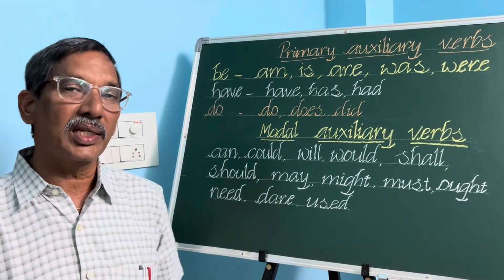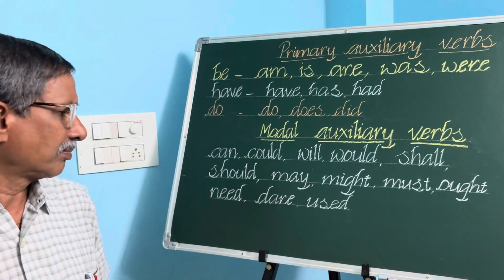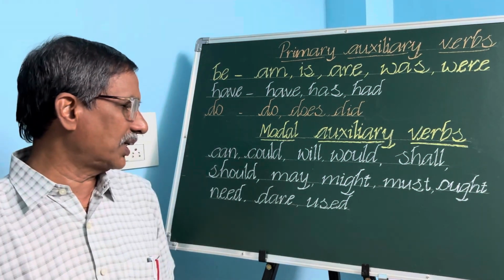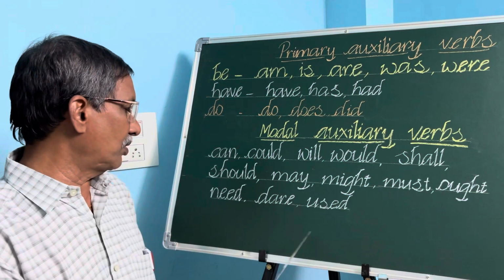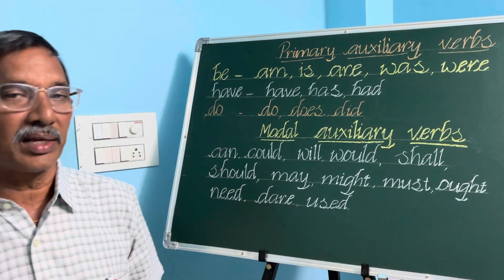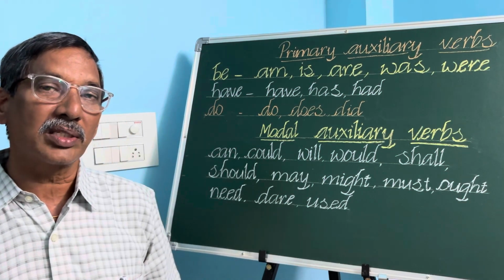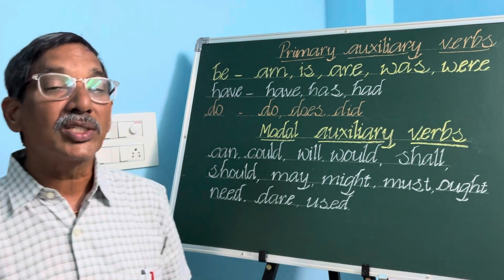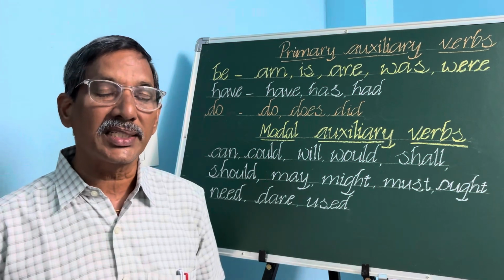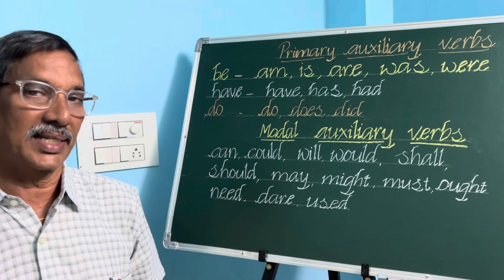So they do not mark the tense. They are not tense markers. And used is a past tense verb, and need and dare are present time verbs. So in this way, these helping verbs or auxiliaries help us to mark the tense. It shows us the tense. It guides us to know the tense.